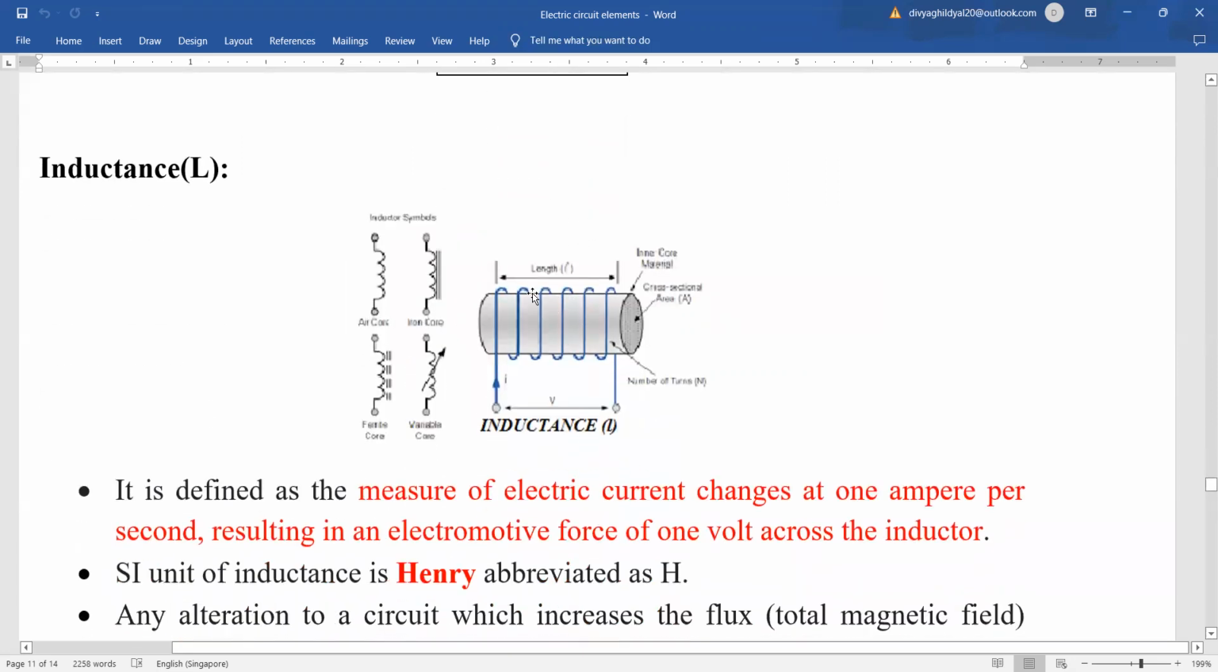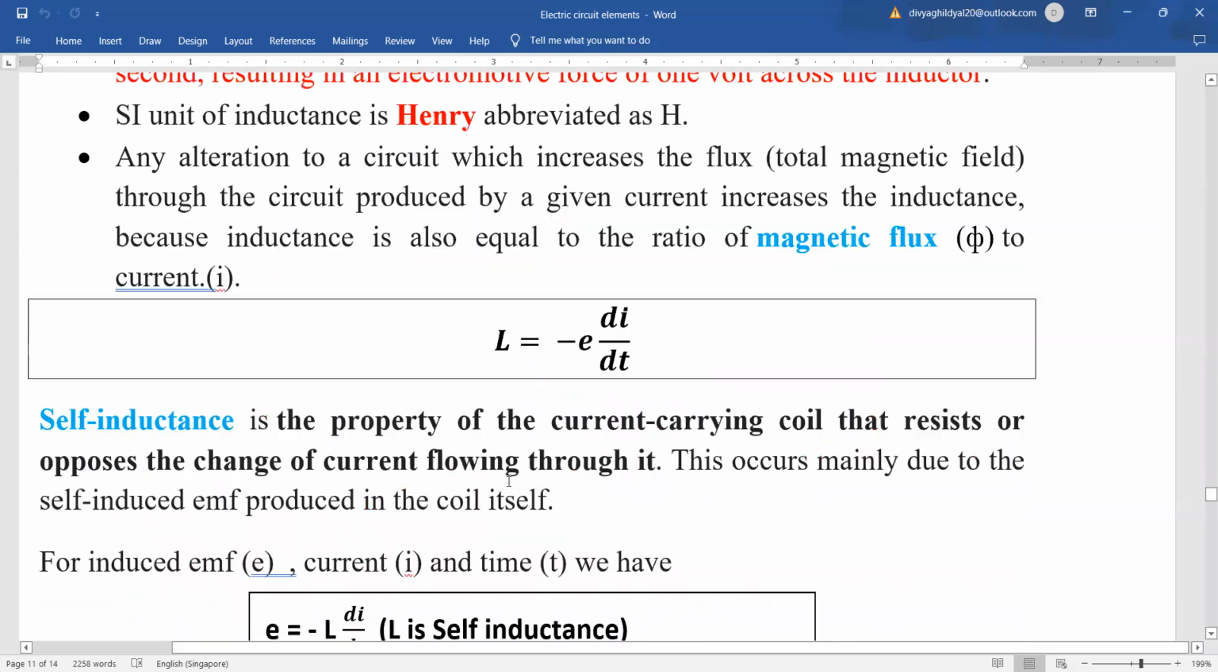Inductance, that is basically what you see as the inductance coil here in the circuit. It is defined as the measure of electric current changing at 1 ampere per second, resulting in an electromotive force of 1 volt across the inductor. Its unit is Henry. Basically, L is equal to minus E upon di by dt, where E is the EMF induced and di upon dt is the variation of current.